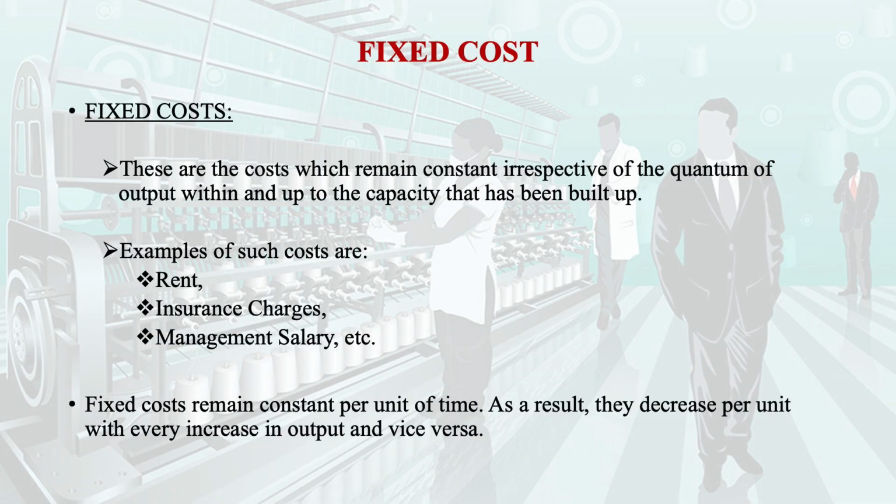Fixed cost remains constant in total, so per unit it decreases with every increase in output and vice versa. We will explain this statement with the help of one example. Friends, we were discussing fixed cost and I will give you one example to clearly explain what is meant by fixed cost.